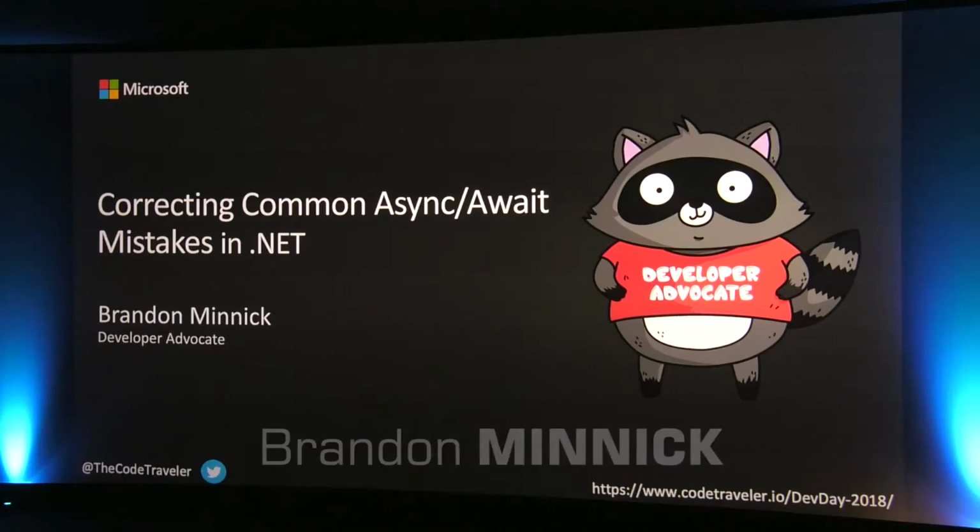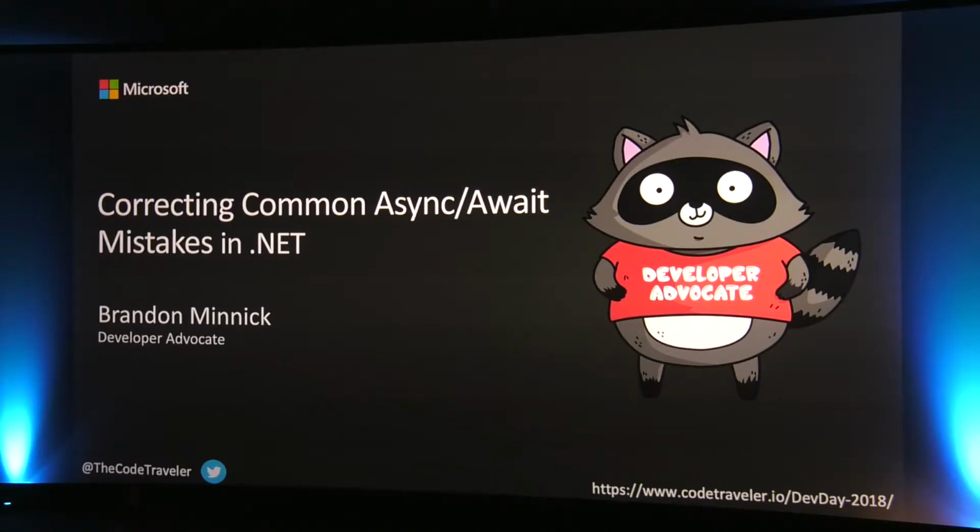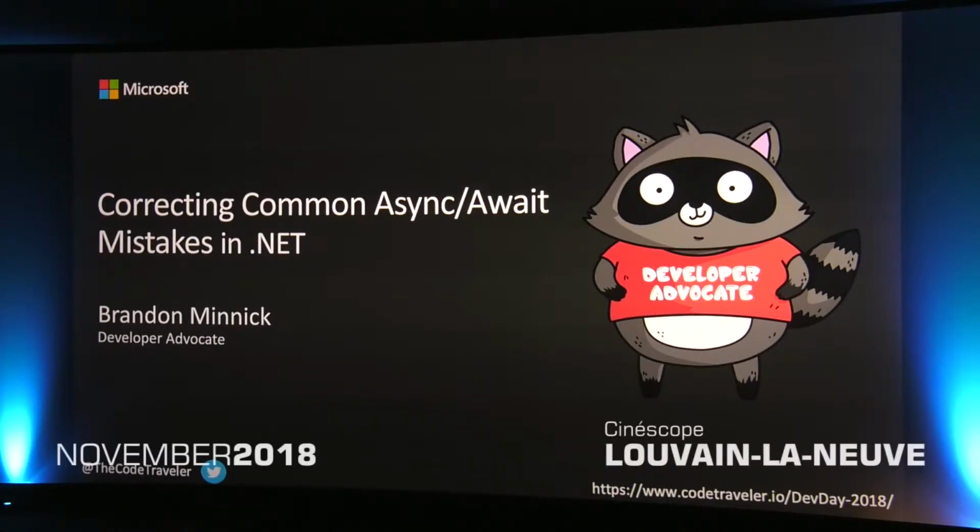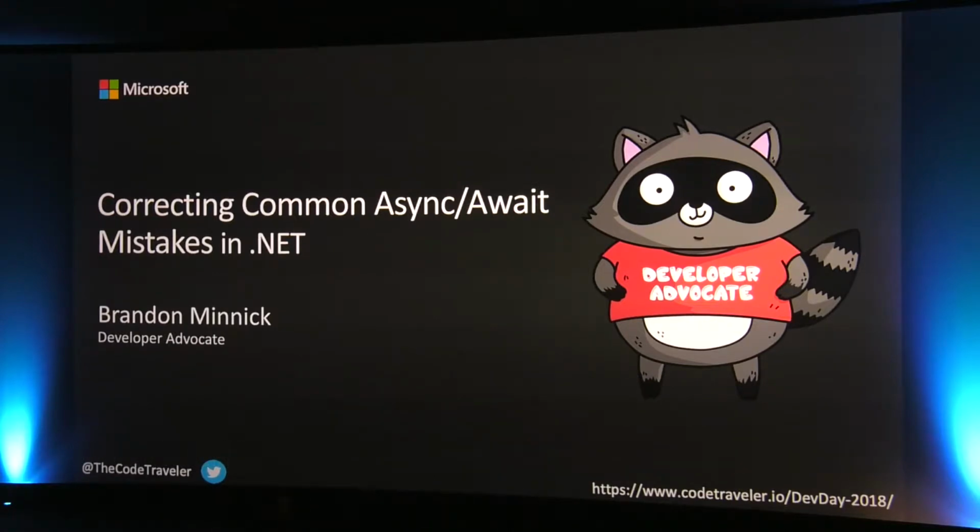We are going to be talking about a subject that's near and dear to my heart. We're talking about correcting common mistakes in async and await in .NET. Now, this is filled with stories and examples of mistakes that I've made.